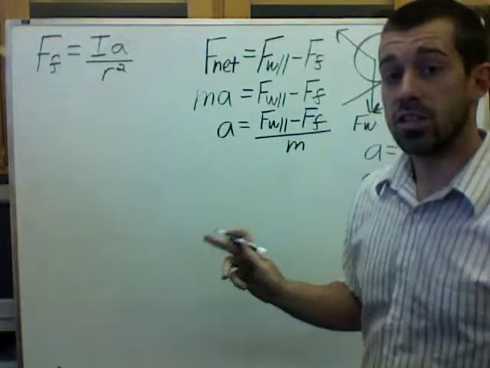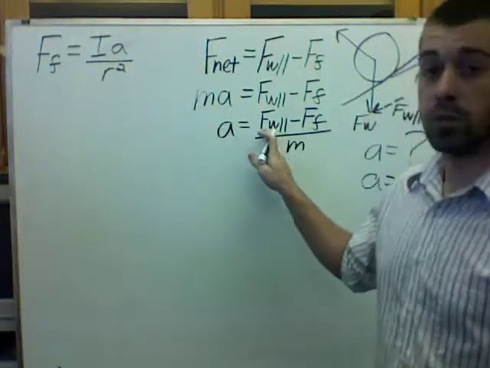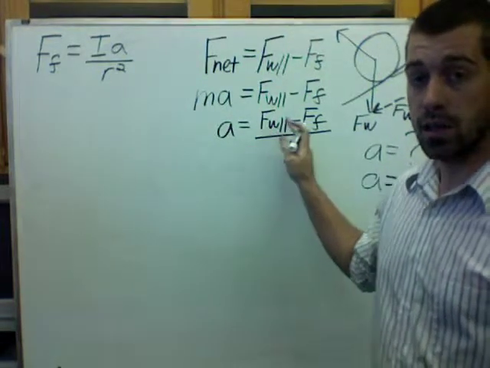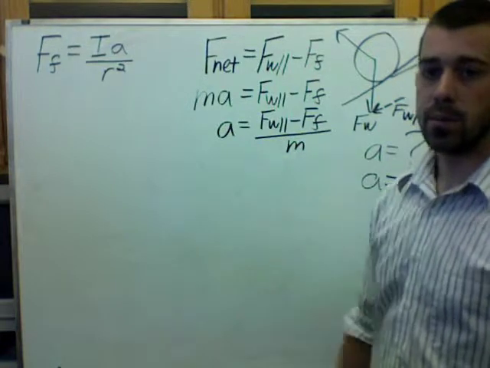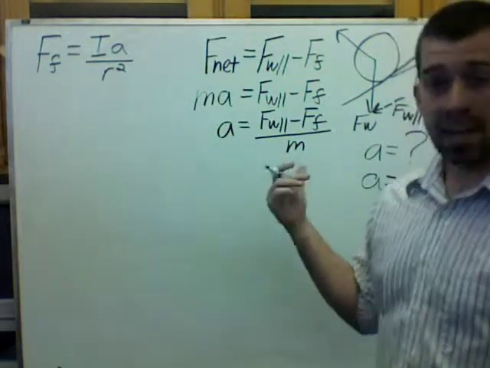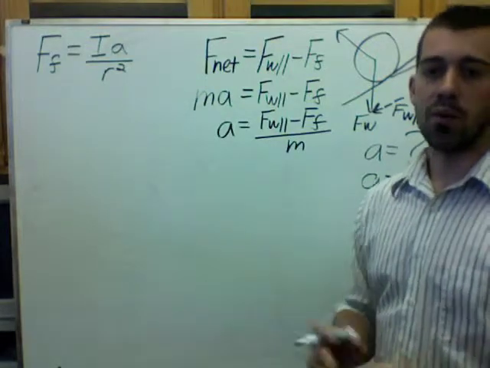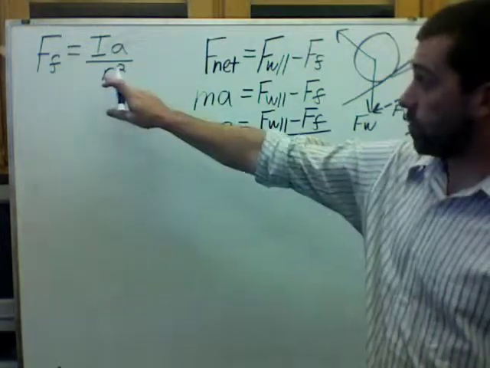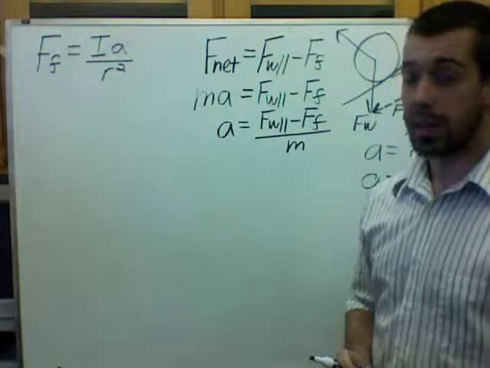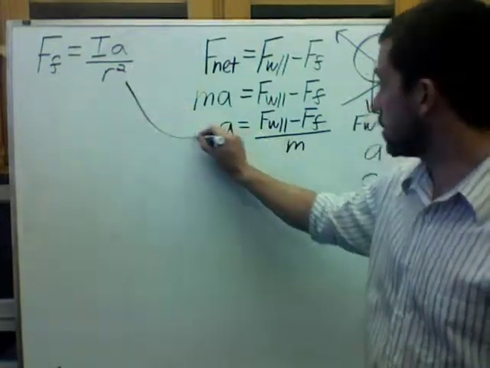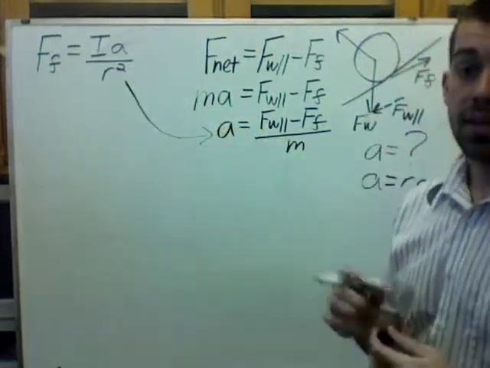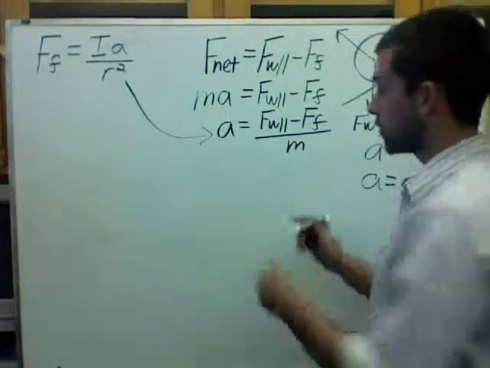So the acceleration of an object down a slope is equal to the force of weight parallel to the slope, minus the force of friction, divided by the mass. But when you're rolling, it gets complicated to figure out, well, how much force of friction is there? Fortunately, we have an equation for that over here. So I'm going to plug this in, and then I'll have a good equation for my acceleration.